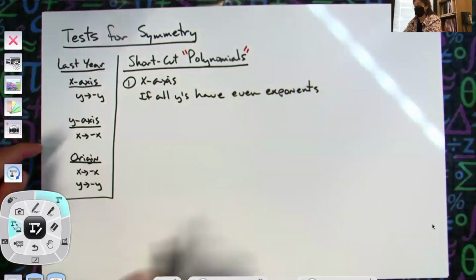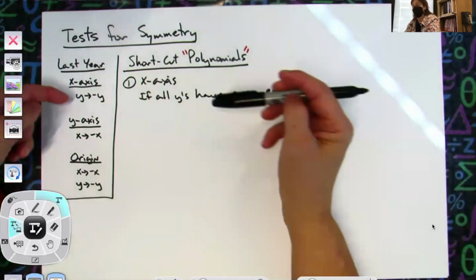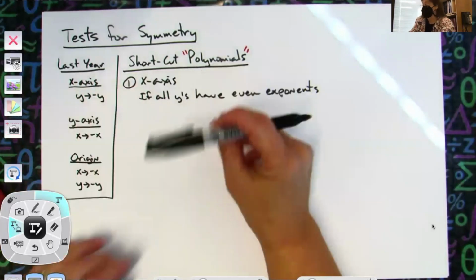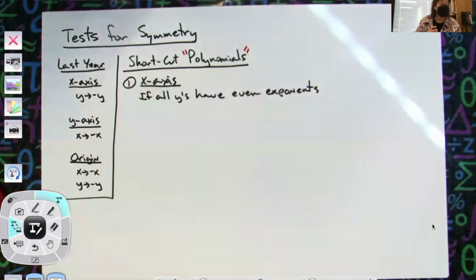And you can kind of see the correlation there. What we did over here with our y, we plugged in negative y, so it's the opposite again. So if I'm testing for symmetry around the x-axis, I can take a look at all my y's and see if they have even exponents. And if you can answer yes to that question, it's symmetric to the x-axis.